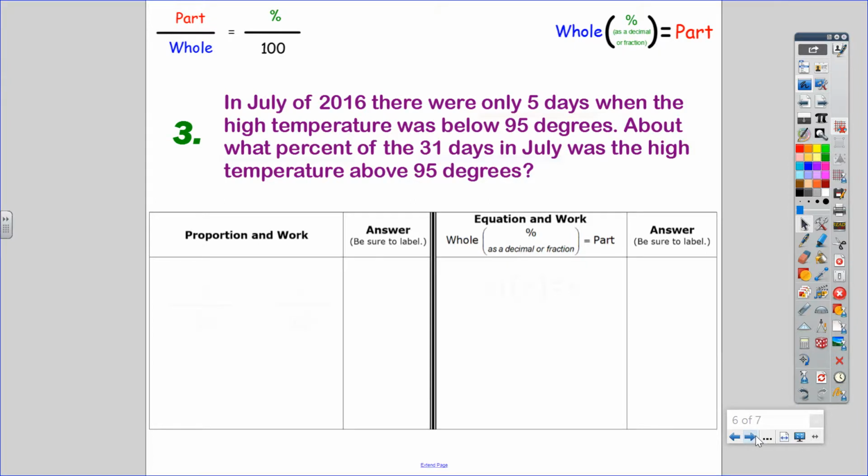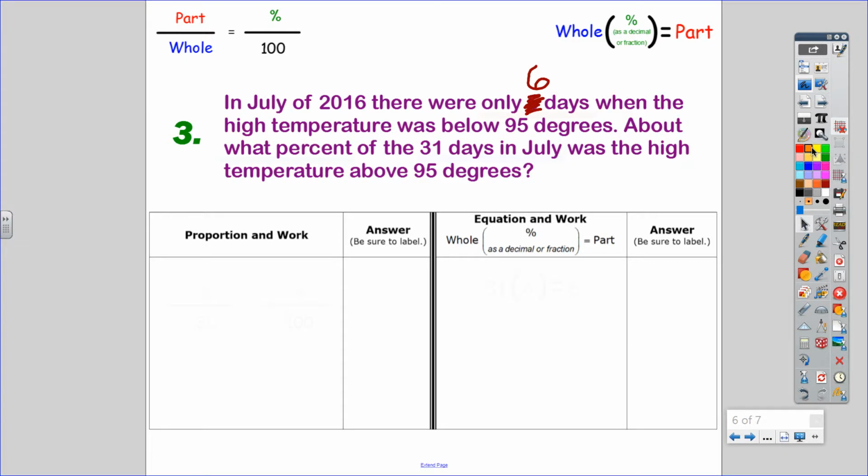First of all, I have a typo on mine, and you do as well. Change the 5 days to 6 days, and then let's rock. In July 2016, there were only 6 days when the high temperature was below 95 degrees. That's not very many days. About what percent of the 31 days in July was a high temperature above 95 degrees?